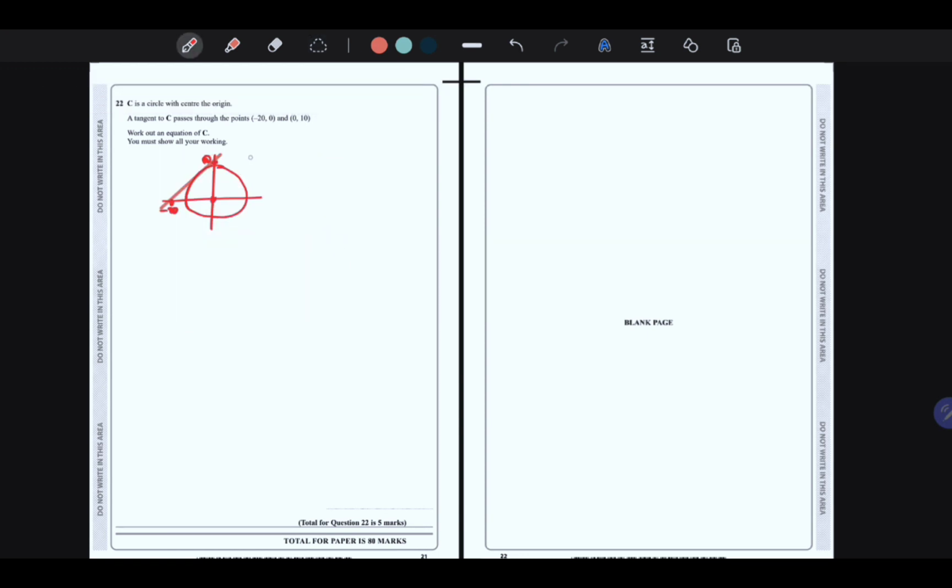Since we know that it's a circle with center origin, it means it's going to have an equation x squared plus y squared equal to r squared. So we need the equation of the straight line, the tangent. We would need its gradient. Let's start by finding the gradient. Let's call the gradient m. So the gradient of the tangent would be 0 minus 10 over negative 20 minus 0, which is negative 10 over negative 20, which is a half.